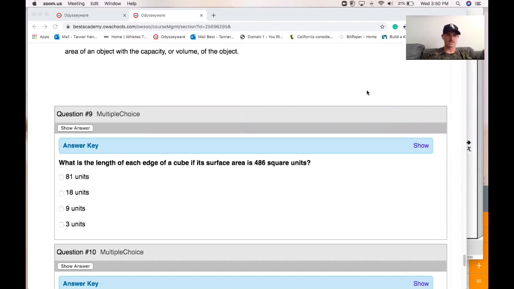Number 9 is a little different. It says, what is the length of each edge of a cube if its surface area is 486 square units? So it's telling us essentially what we've been figuring out, the answer, 486, and wants to know what's the length of each edge of a cube. So first off, how many sides does a cube have?